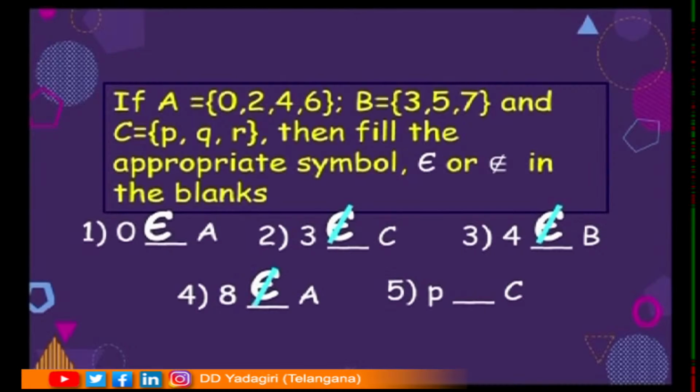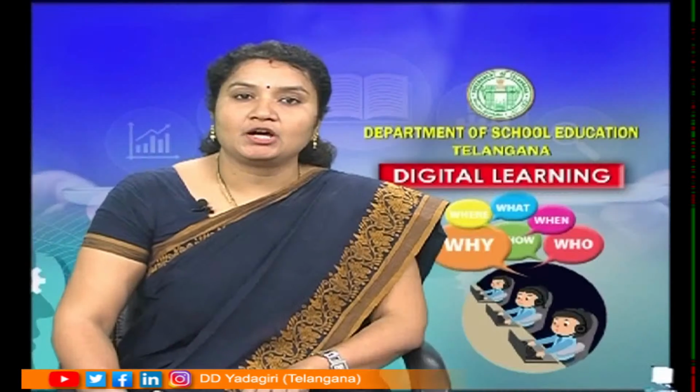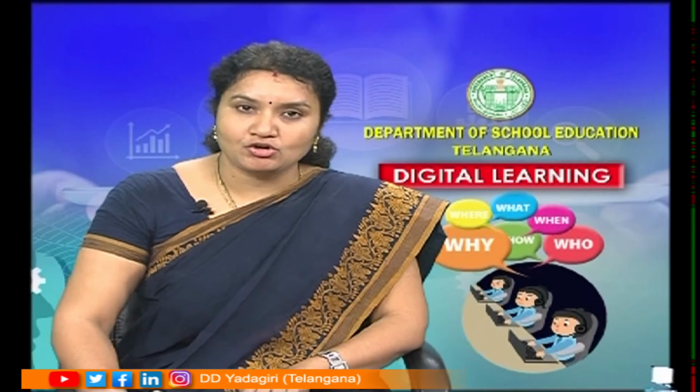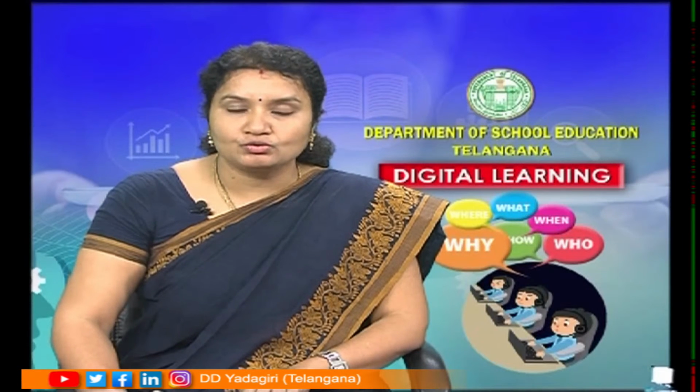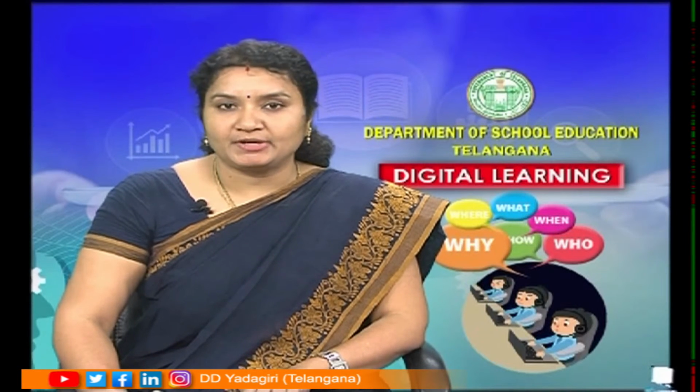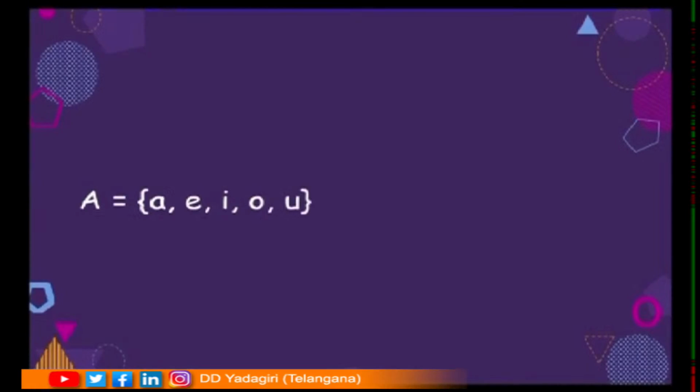And the last one is a comparison between P and C. Is P a part of set C? When you look at the elements of C, we observe the elements are P, Q and R. So, P will be belonging to C. Okay, children, you have learnt how to write symbolically belongs to and does not belong to between the elements and the respective sets. Now, let us consider a set A with the elements A, E, I, O, U.